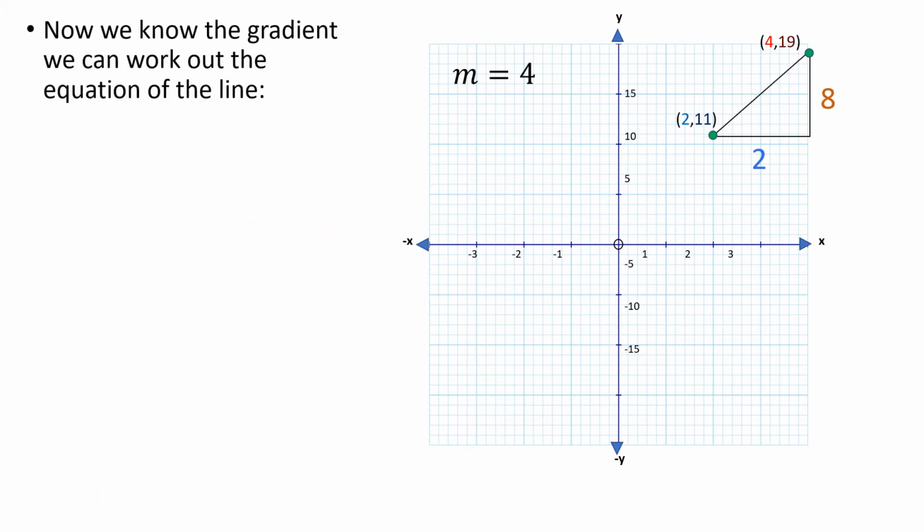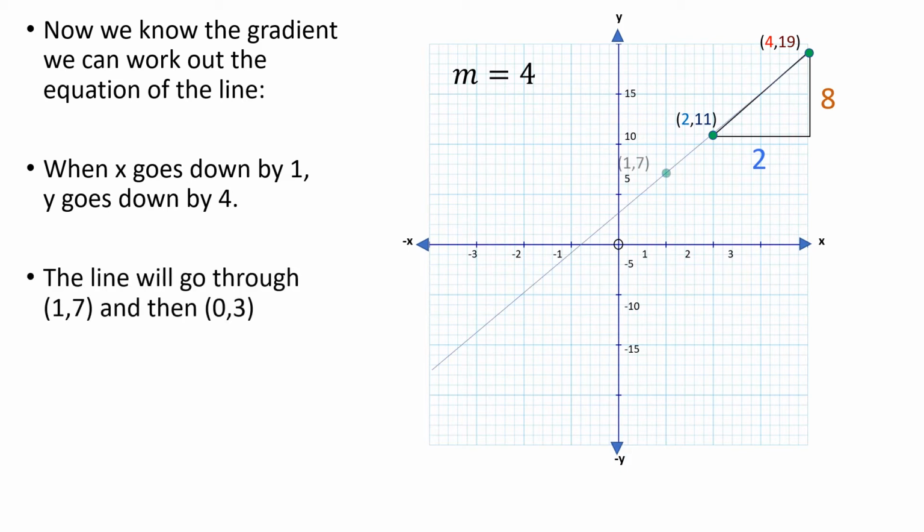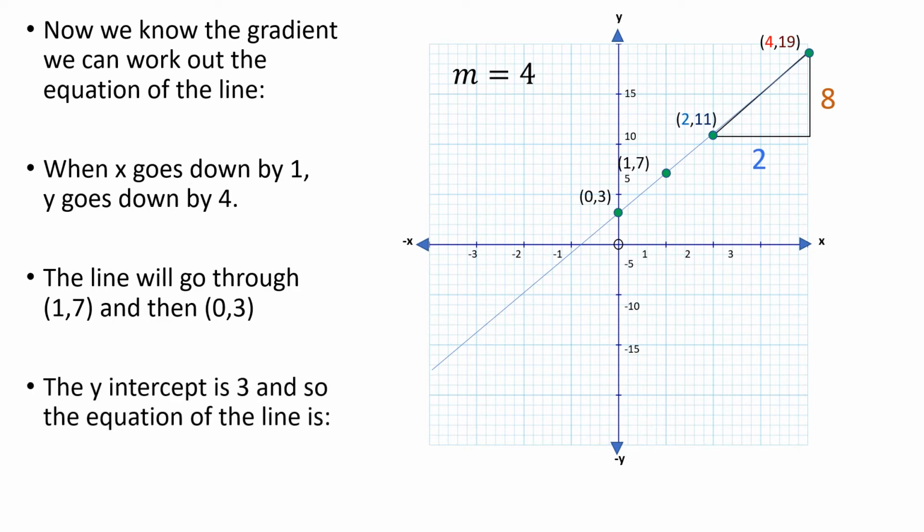So now that we know the gradient, we can work out the equation of the line. We know that when x goes down by 1, y goes down by 4, and so we can work out that the line will go through the point (1, 7) and then (0, 3). This means that the y-intercept is 3, so the equation of the line is y equals 4x plus 3. And we've worked out the equation of this straight line by knowing the coordinates of just 2 points on that line.